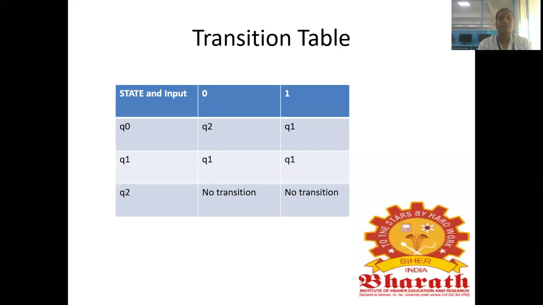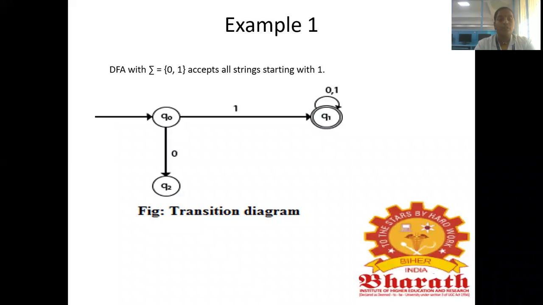So next one is the transition table. How to draw the transition table? I take the first column for state or input, and I take two inputs, 0 comma 1. I take the three states, Q0, Q1 and Q2. So how do the inputs flow? First I take the state Q0. First you take the 0 input. On input 0 it can transition to some state, so it transitions to Q2.